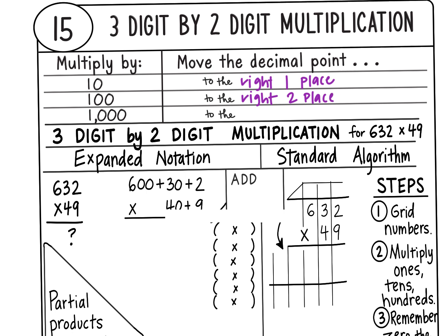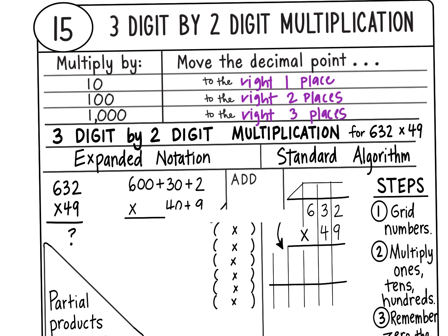Does anybody notice anything so far that looks like a pattern? What do you notice? 1, 2. What else do you notice? I move to the right 1 place if I'm multiplying by 10. If I multiply by 100, I move 2 places. If I multiply by 1,000, how many places do you think I move? 3 places, so that's correct. I'm going to move to the right 3 places.